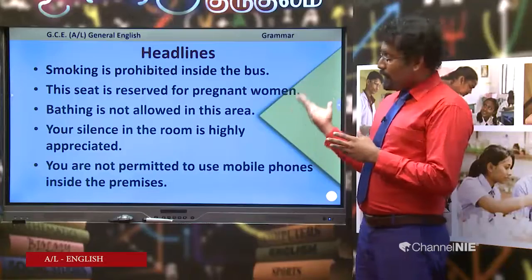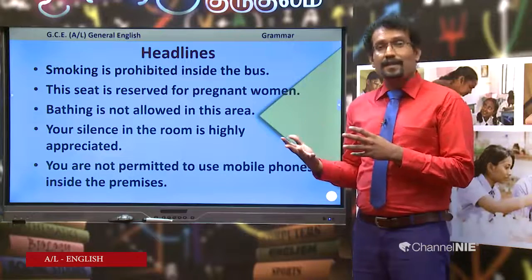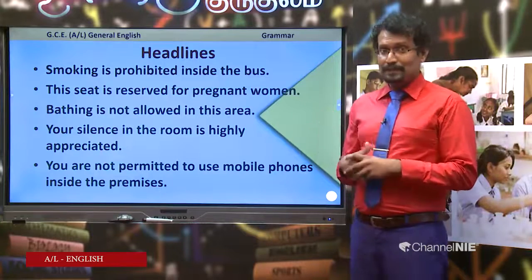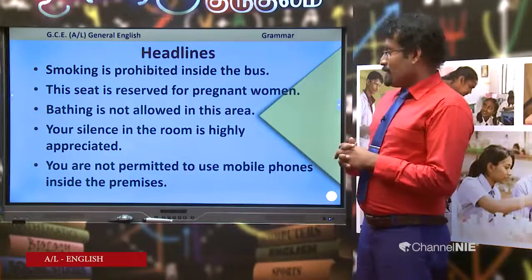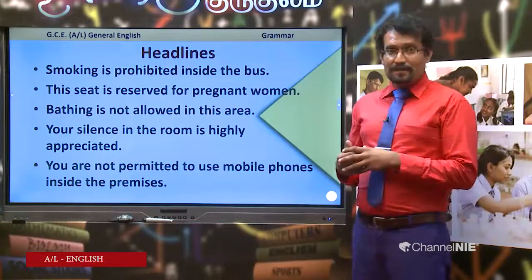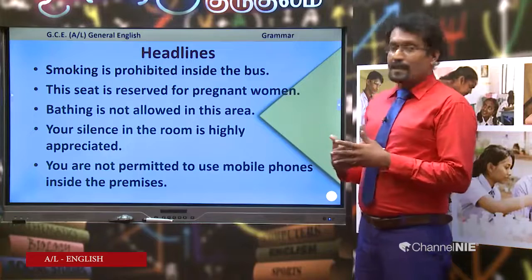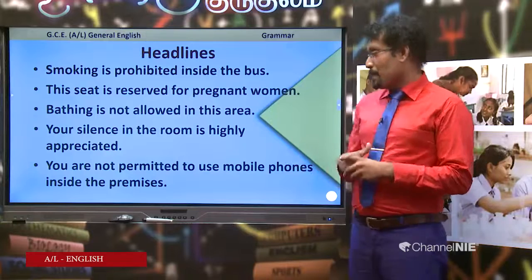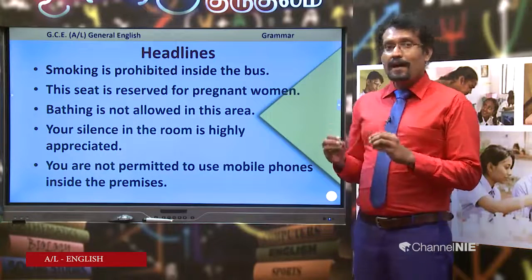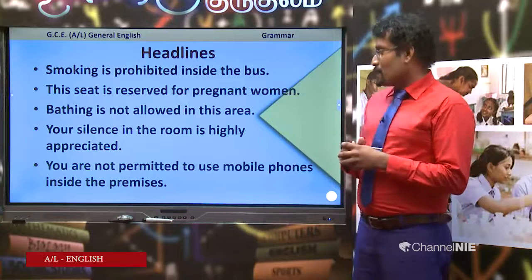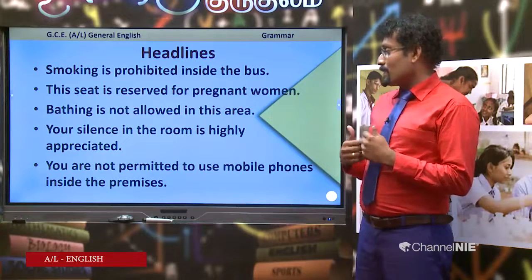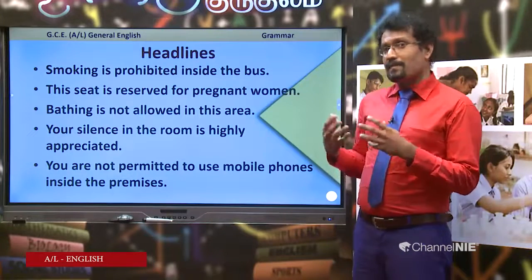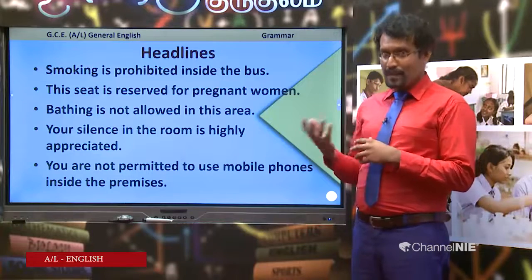When it said smoking is prohibited inside the bus, the message is conveyed very well without any problem. So, no need of mentioning a doer. The seat is reserved for pregnant women. Bathing is not allowed in this area. Your silence in the room is highly appreciated. You are not permitted to use mobile phones inside the premises. So remember, in the passive voice sometimes you do not need to mention the doer who is doing the action.